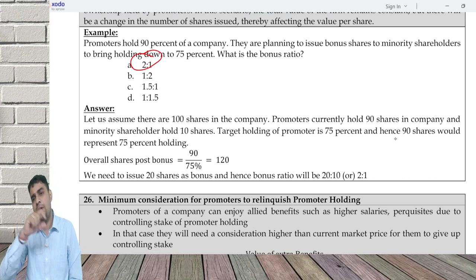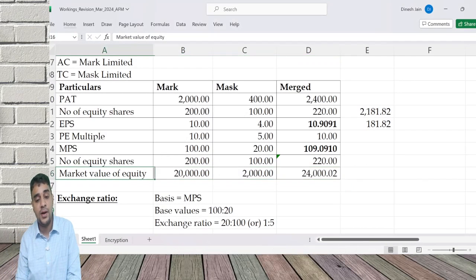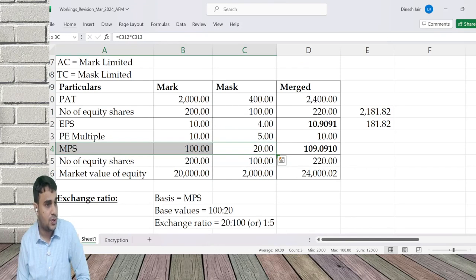Minimum consideration for promoter to relinquish promoter holding. I explained sometime minimum consideration. What is the formula for minimum consideration? Pre-merger value of target company. So that is 2000. At a per share, it was 20 rupees. Assuming he wants to give you cash. You said, give me 20 rupees. Promoter is saying, I don't want 20 alone. Give me something extra. Why something extra?